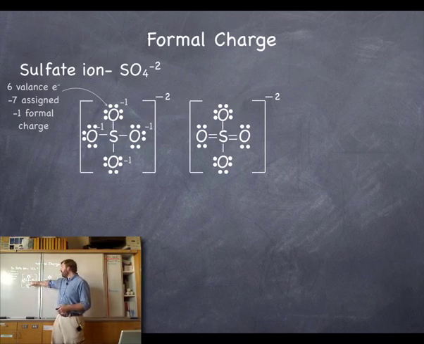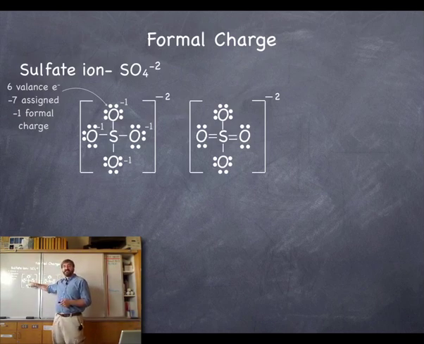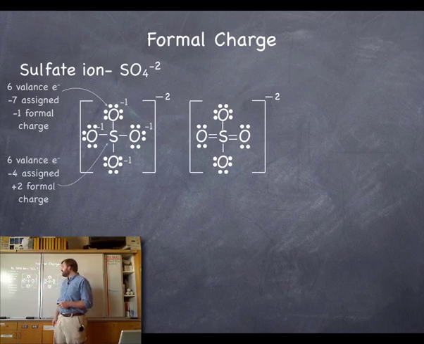Now we look at the sulfur. How many valence electrons does sulfur normally have? It normally has 6. How many electrons have we assigned to the sulfur in this structure? 4, 1 for each bond. So 6 minus 4 gives the sulfur a +2 formal charge.